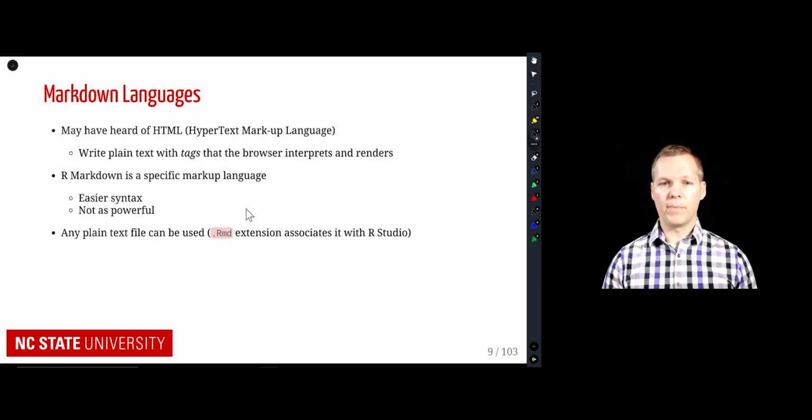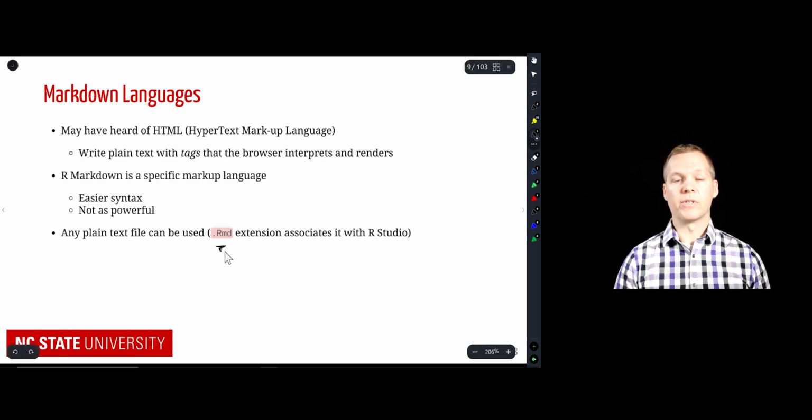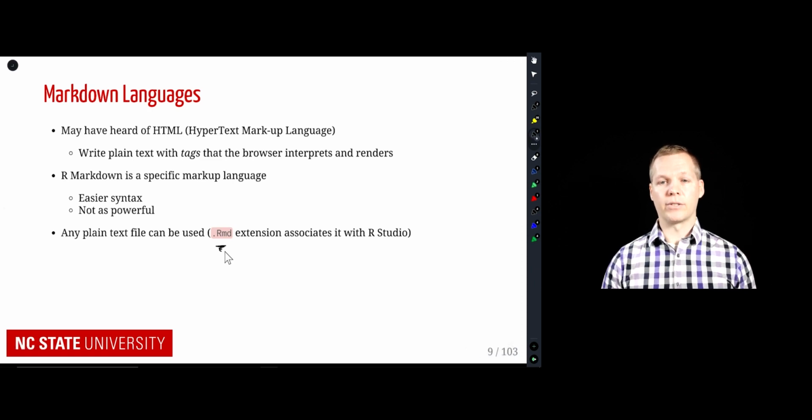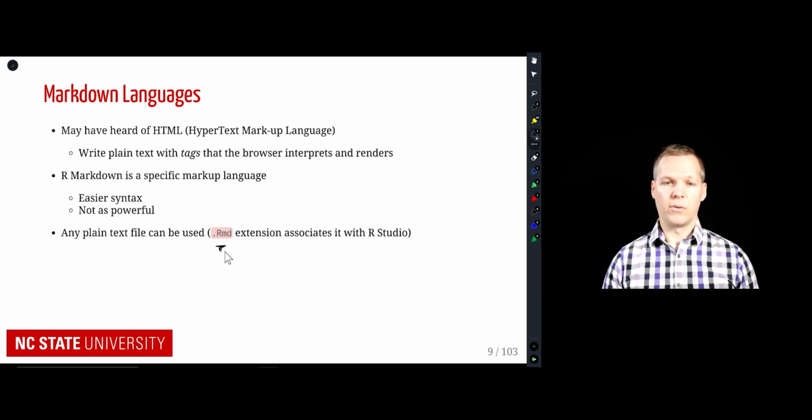However, if you use a .rmd extension, this is going to associate that file with RStudio. And so if you double click on it, for instance, it will open in RStudio, and then RStudio will know it's a Markdown document and give you different menus than you see when you're working with an R script.